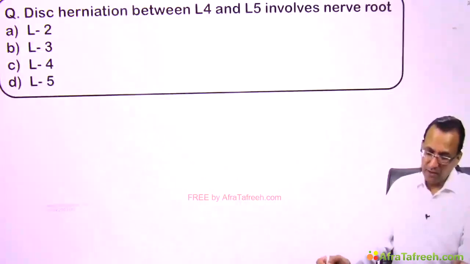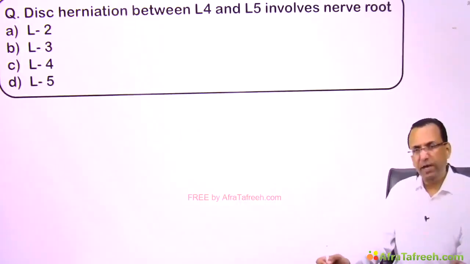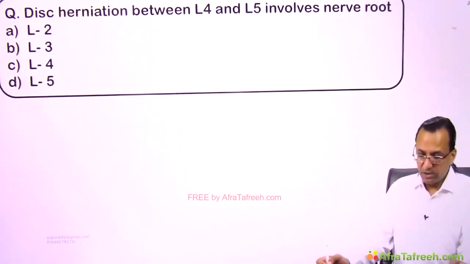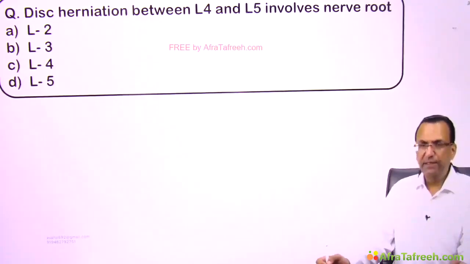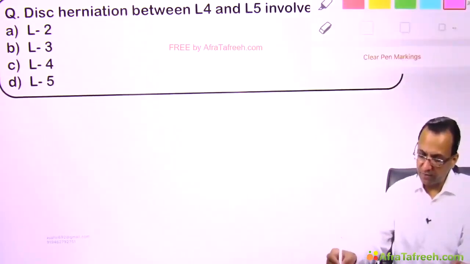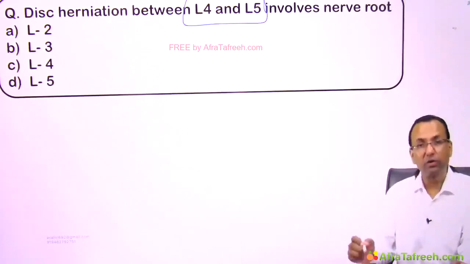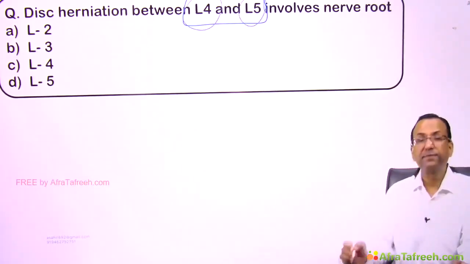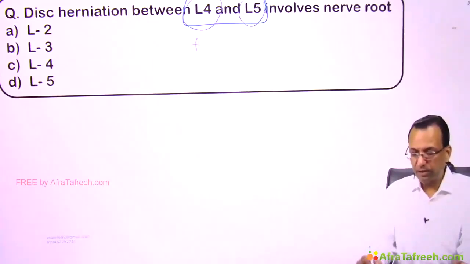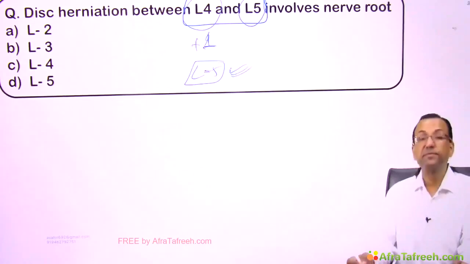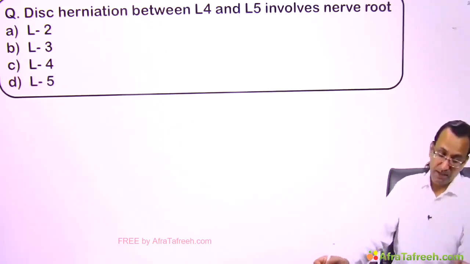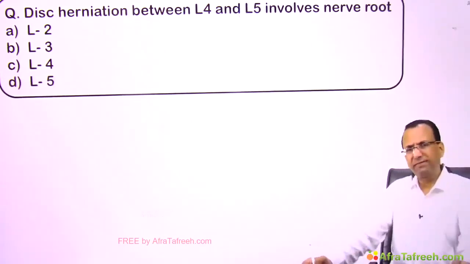Okay, fine. Again, this question? Yes. Tell me the answer. L5. Yes. That is why I gave you a trick, and the trick works all the time. What was the trick? I told you, wherever the slip disc is given, go to the upper vertebra and add plus 1. That nerve is involved. L4 plus 1, L5. L5 was the answer? Yes.